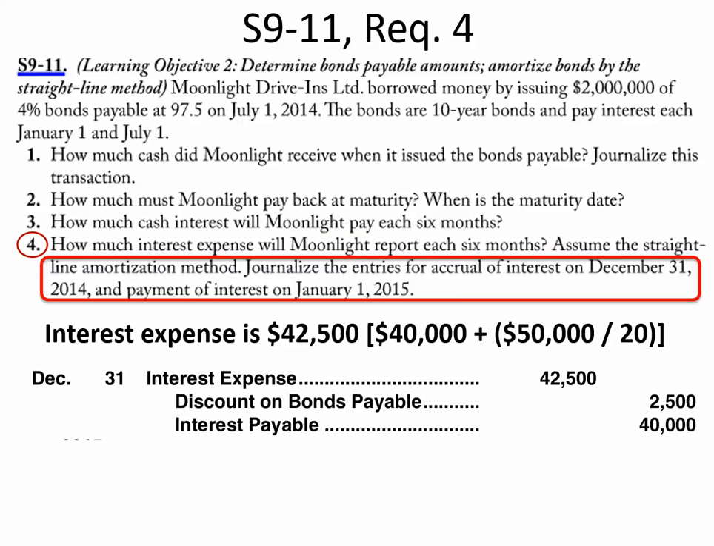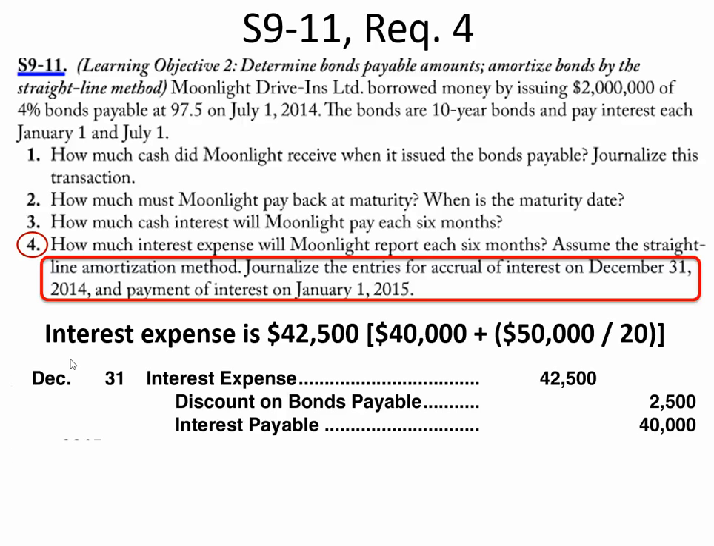The next part of part 4 says journalize the entries. Now the entry, this is an amortization of a discount. We're going to debit interest expense for that $42,500 that we just calculated. We're going to credit discount on bonds payable for the amortization part, the $2,500. $2,500 is the $50,000 divided by 20 interest periods. 50,000 divided by 20 is 2,500, and then interest payable is the 40,000 that we calculated in part 3, the cash interest.